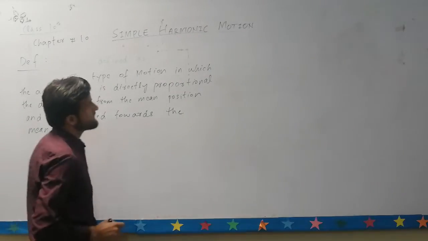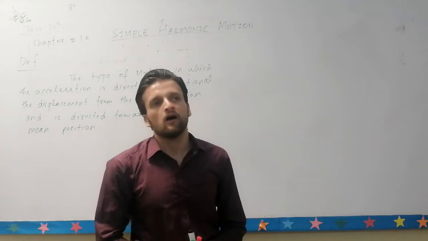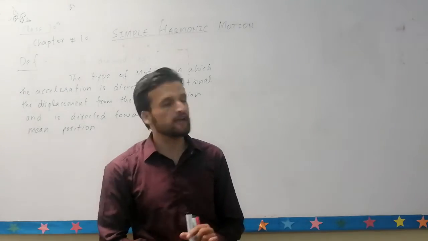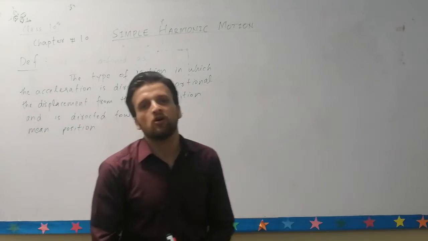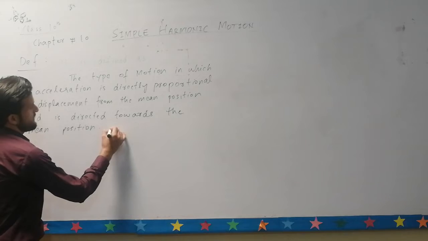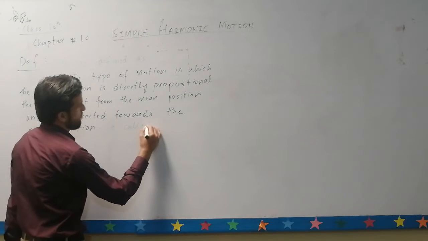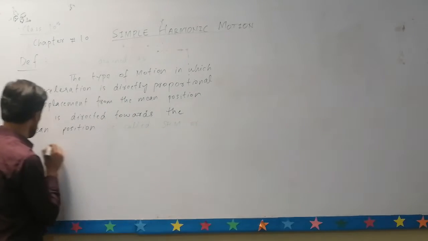It is also known as oscillatory motion, and the bodies or systems of bodies which execute such kind of motion are called oscillators. So it is called simple harmonic motion or oscillatory motion.